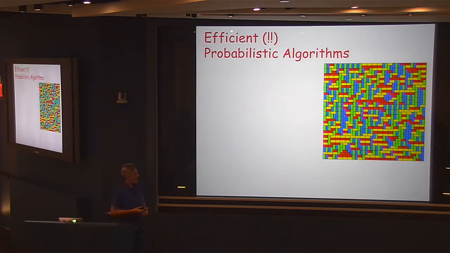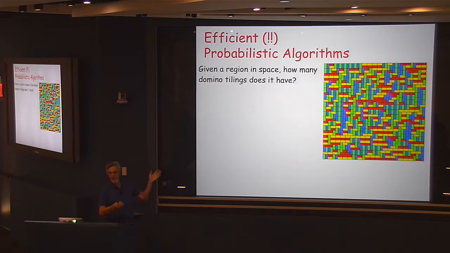I'll give you an example of a probabilistic algorithm for a problem defined by a picture like this. What do you see here? There's some region in space. It doesn't have to be square. It can be any shape, any region in space, in the grid. And what you see in this picture is a particular domino tiling of this region. You just divide it into dominoes, into boxes of size 2 by 1. That's one particular way to partition this shape into dominoes.